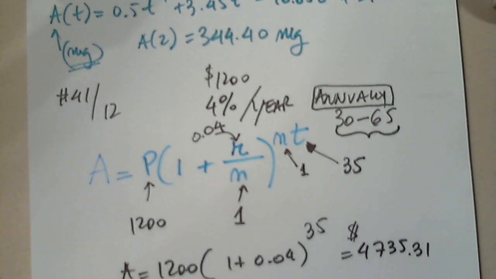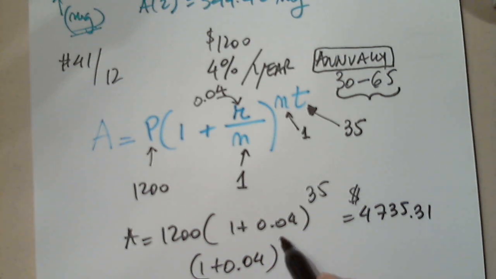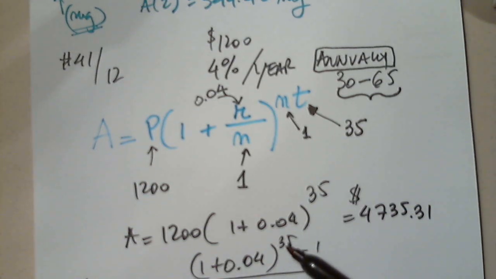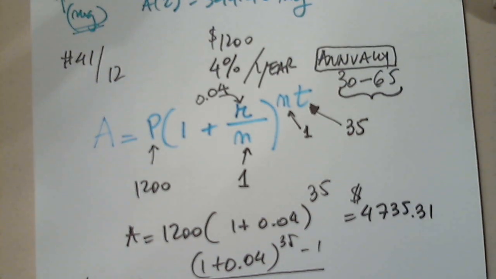So I have to copy it again. We have all the information. So we have 1,200 and we have 1 plus 0.04. Everything goes in the same way. Minus 1 divided by 0.04. It's just that we have to be careful. Let me show you. So everything is the same. 0.04 is the same. 35 is the same. 0.04 is the same. But we have to be careful how we enter this in the graphing calculator.